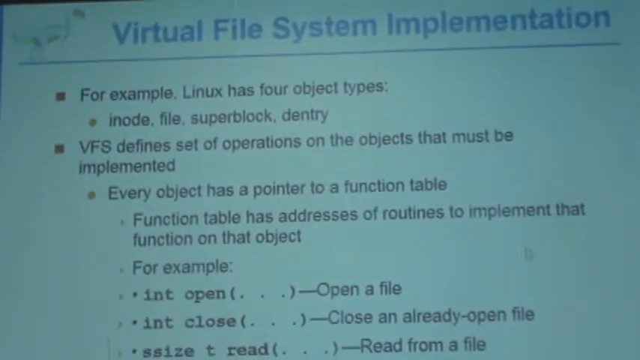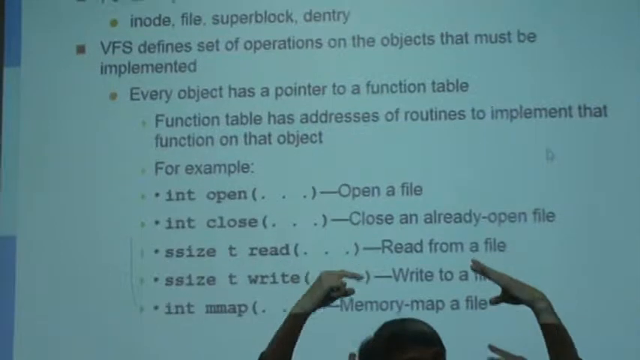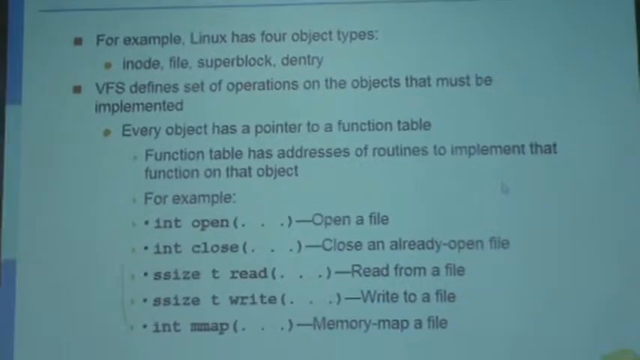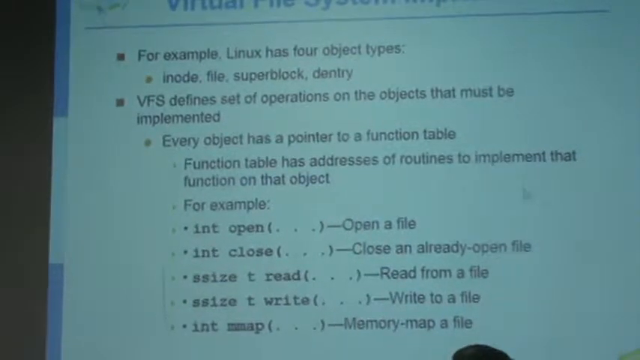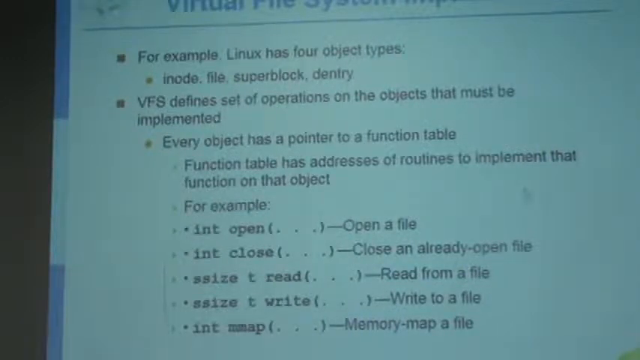For example, in Linux, there are 4 object types defined at the operating system level. If you want to develop your own file system, you need to follow these 4 object types. For example, the inode is an individual file data structure, the file is used to open the file, the superblock, I cannot remember exactly what the superblock is, and the dentry is the directory entry, and so on. These should be implemented in the file system. That is the virtual file system architecture.